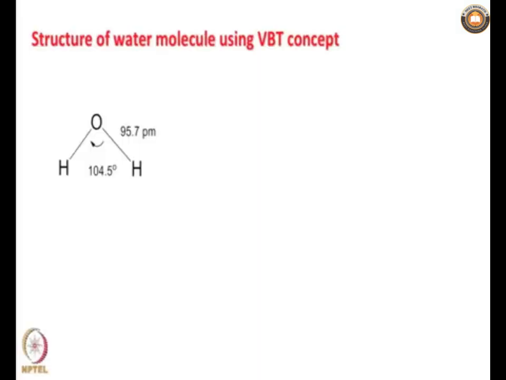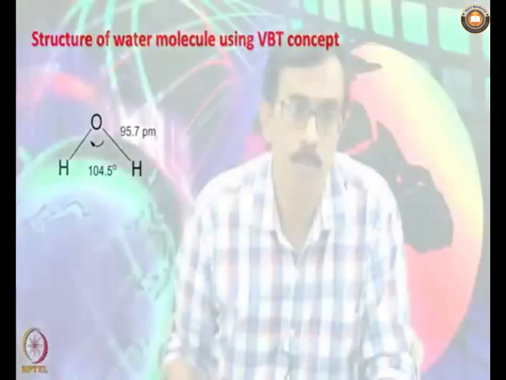Okay. So, now let us look into the structure of water molecule. I had posed a question in one of my earlier slides: why does the water molecule have V shape? So, let us look into the valence bond concept. First, let us look into valence shell electron pair repulsion theory, and then we can proceed to valence bond theory.